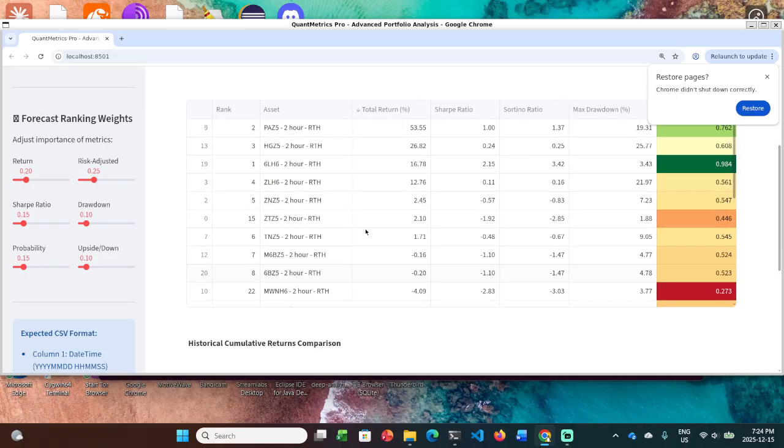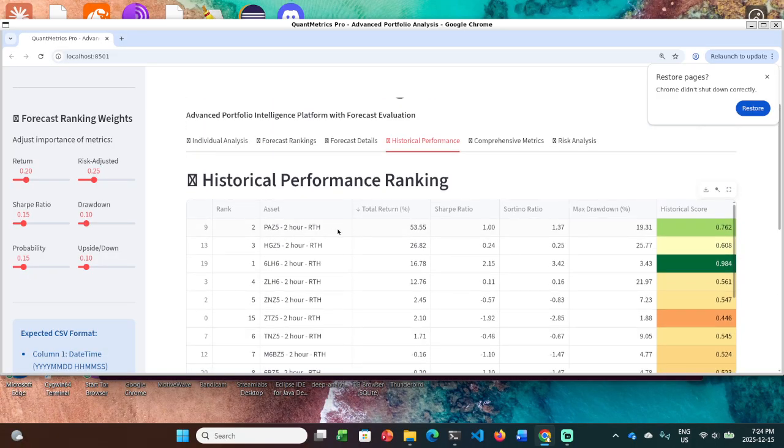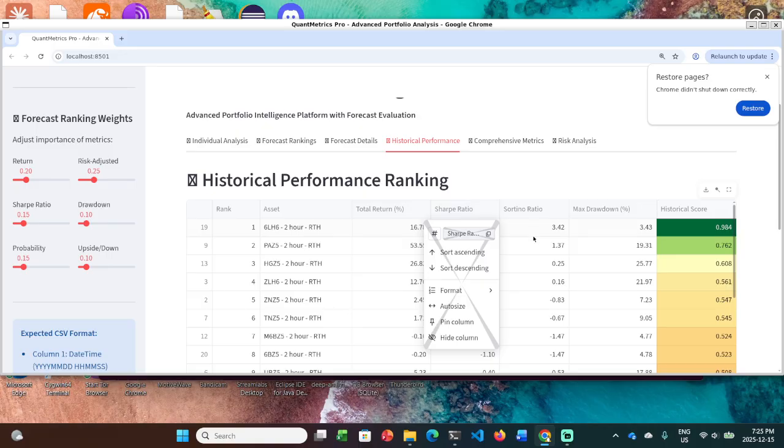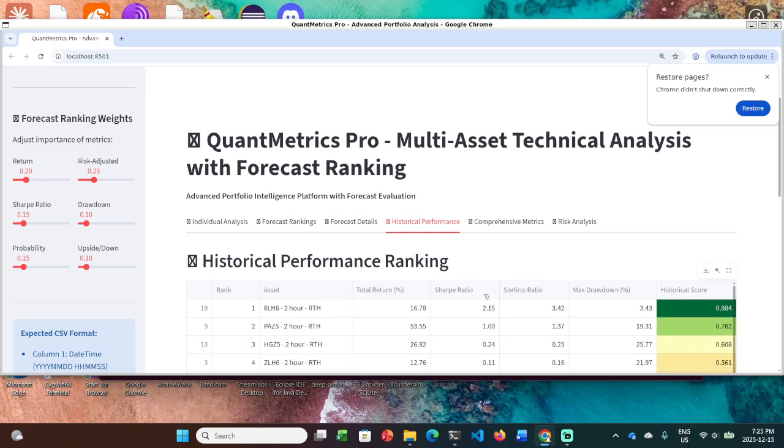But right now, historically, you can see the PA with a historical score of 0.76. Max Drawdown's pretty good on this, actually, 19%. And the Sharpe Ratio is not very strong at 1. This one is pretty good for the Brazilian Real at 2.5 historically, with a max drawdown very low. Okay, so that's a very good Sharpe Ratio. That's your number 1 right there.